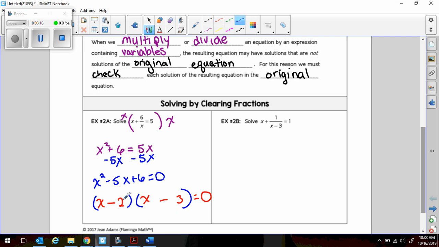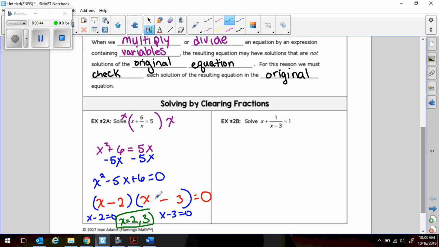Perfect. Alright, and then it says solve, so I actually want to find out what x is. I need to find the answer, so I'm going to set each one equal to 0. x minus 2 equals 0, and x minus 3 equals 0. So my solutions are x equals positive 2, I have to add it to move it over, and positive 3. These are my solutions.